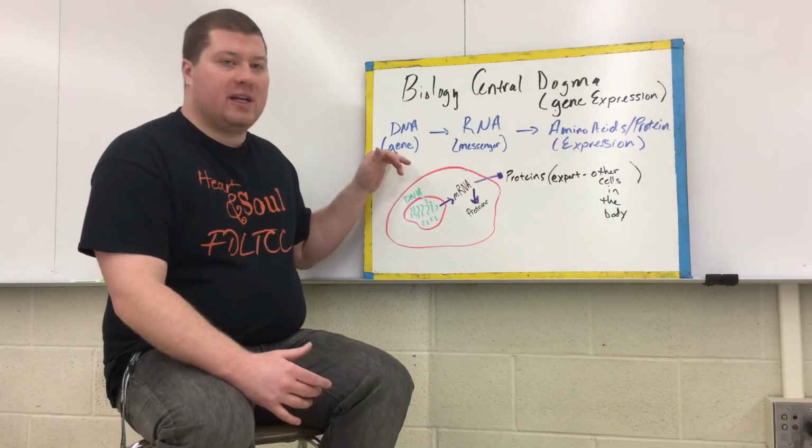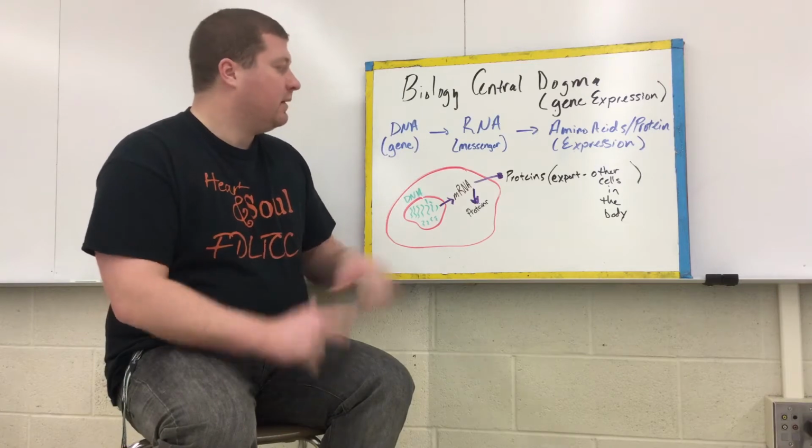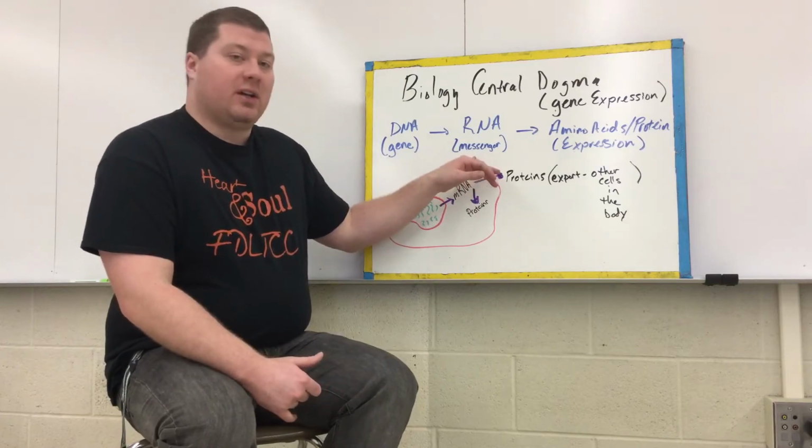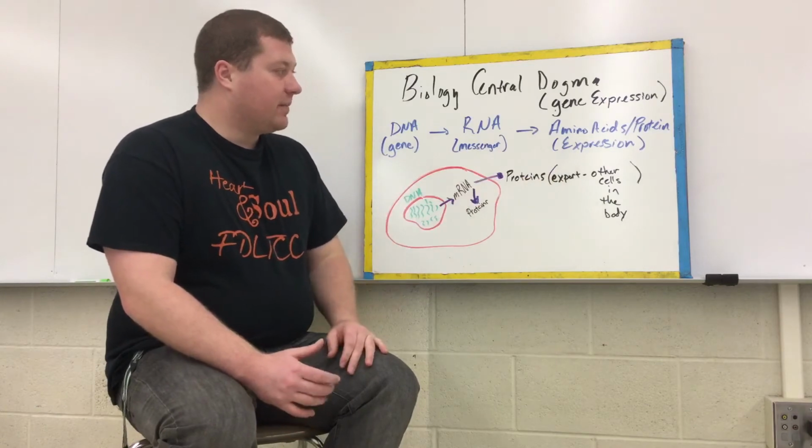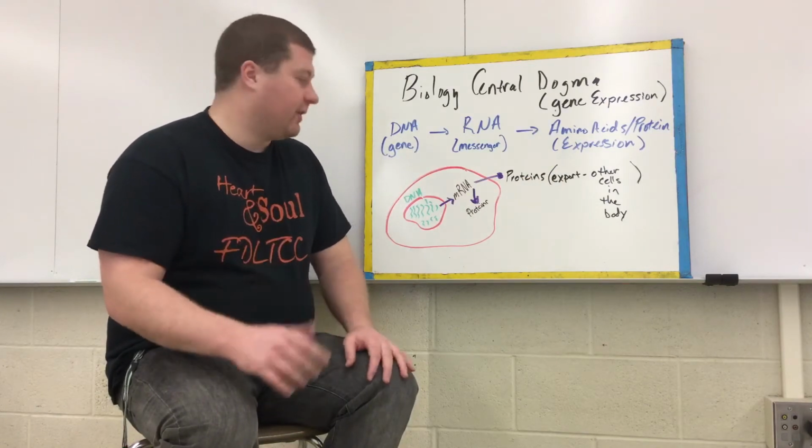The first is starting with DNA, which is called the gene part of it. There's an intermediate, which is called RNA, which is a messenger. And then there's the amino acids and the proteins that are the expression of the gene.